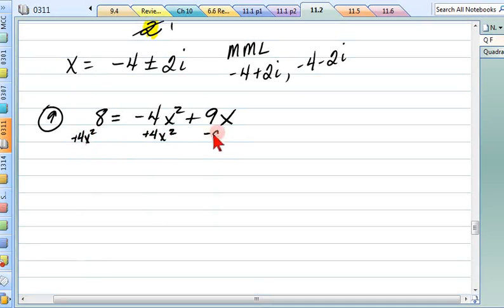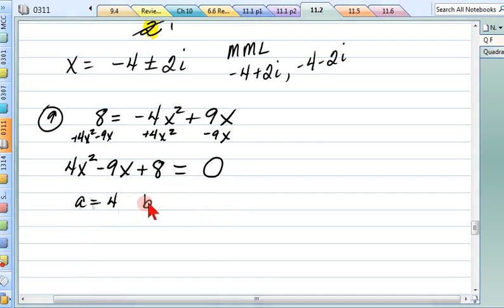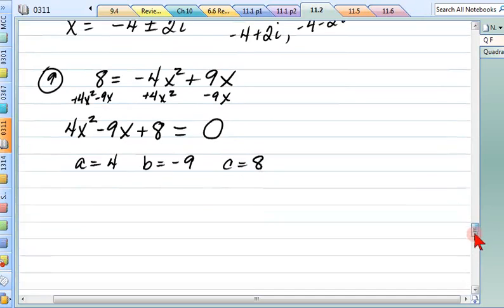And I'm going to subtract 9x to get it to the left side also. That leaves me with positive 4x squared minus 9x plus 8 equals 0. If you had it all on this side, it would be negative 4x squared, positive 9x, and negative 8. But in the end, the answers would be the same. So the way I'm doing it, A is 4, B is negative 9, C is 8.